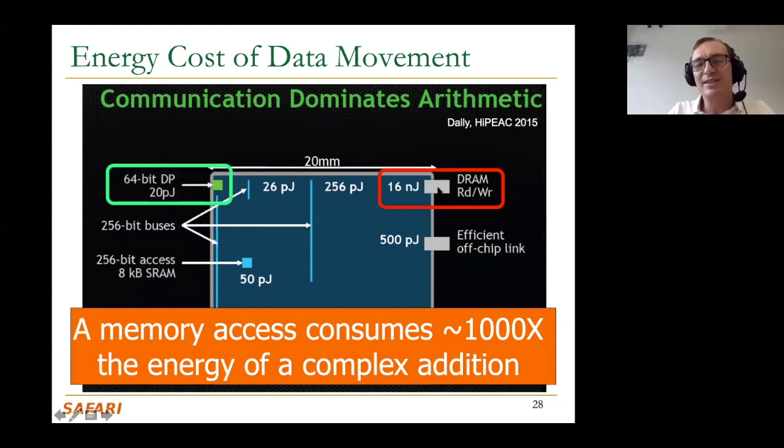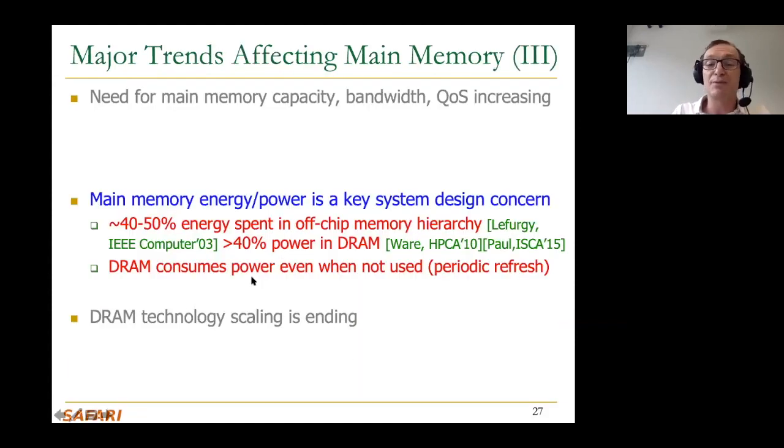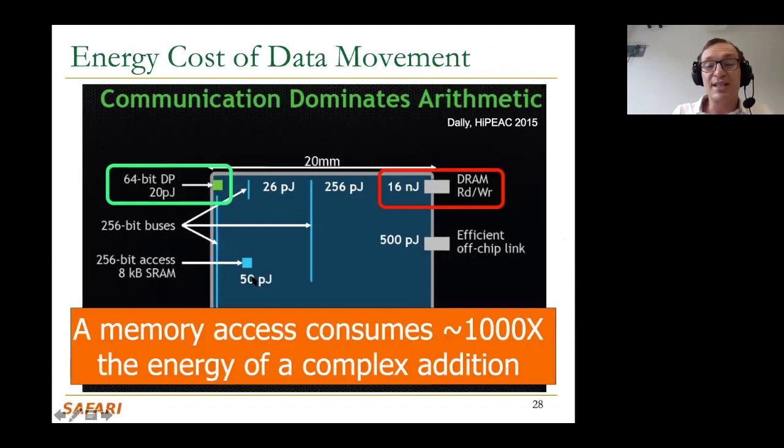Of course, assuming some technology assumptions, and the situation is not as bad as that's depicted over here today. But today, a memory access consumes somewhere between 100x to 1000x the energy of a complex addition. So there's a 2 to 3 orders of magnitude difference. And that's one of the reasons why there's a lot of energy spent on memory. Refresh is one reason, clearly. Data movement is another reason, right?